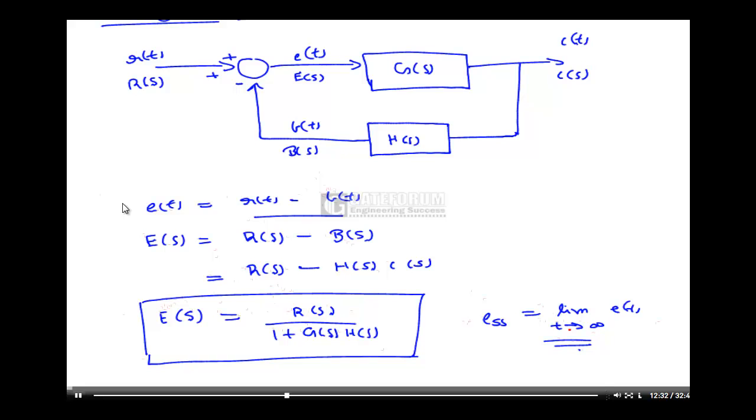Using the final value theorem of Laplace transform, e_ss is also equal to limit s tending to 0 s into E(s). So I can finally write my steady state error is equal to limit s tending to 0 s into R(s) upon 1 plus G(s) H(s). Now, this steady state error depends on the reference input R(s) and the loop transfer function G(s) and H(s).